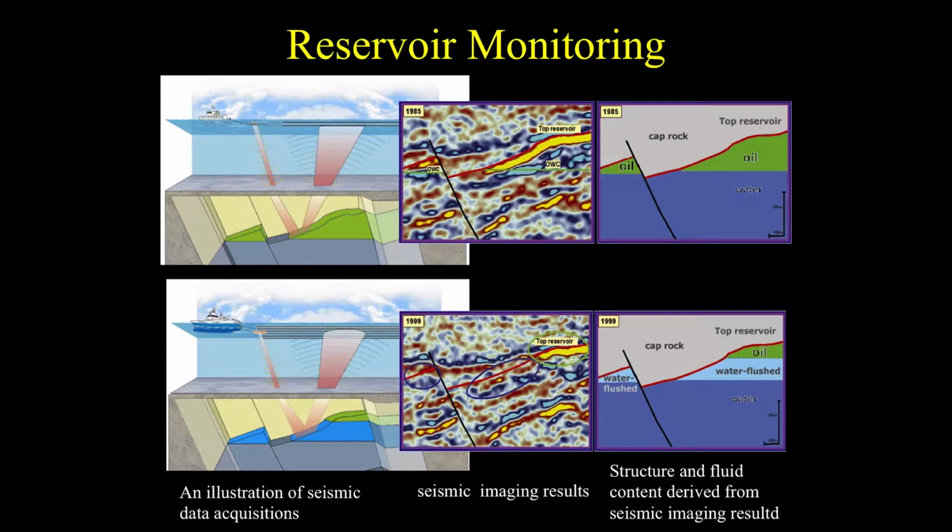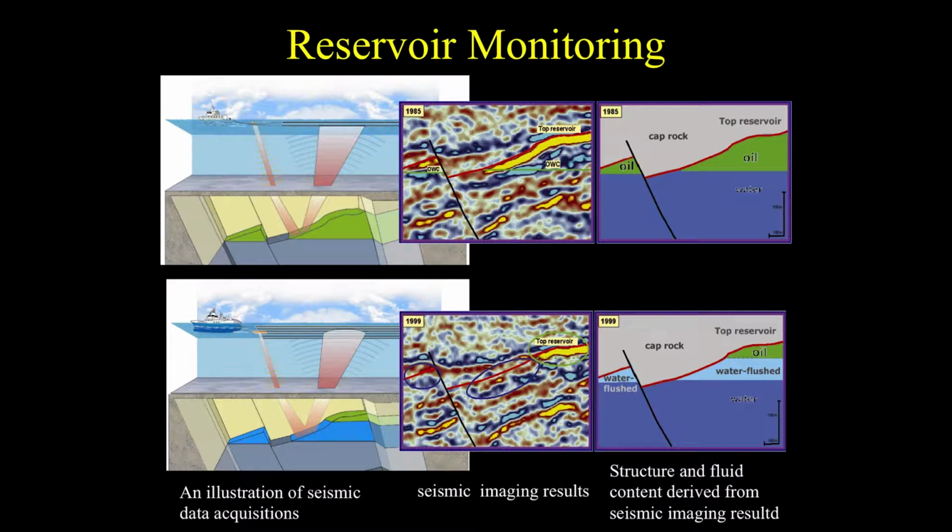When water replaces oil, a dimming effect is observed on what used to be a strong response from the top of the reservoir. The strong seismic response from the oil-water contact in 1985 has also been dimmed in 1999 due to production. Red and yellow colors represent a decrease in acoustic impedance, while blue colors represent an increase in acoustic impedance.